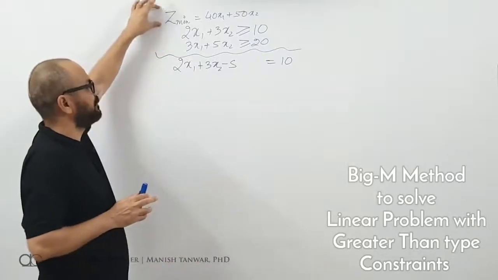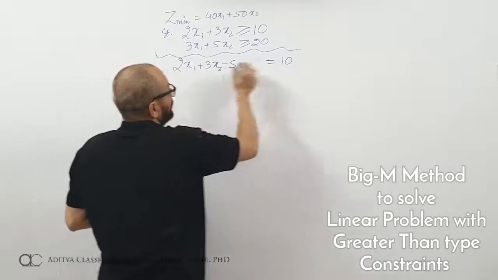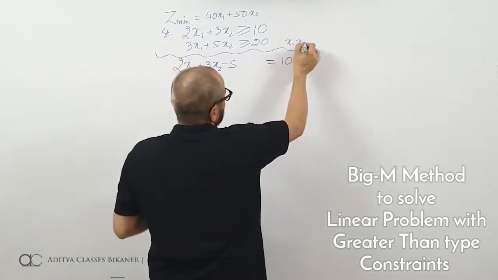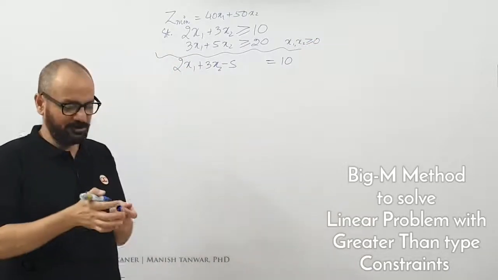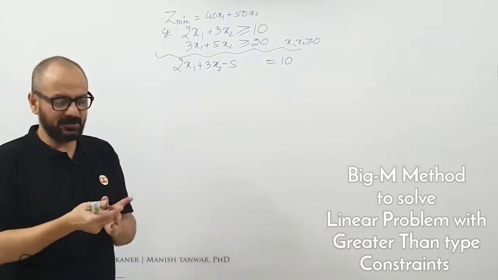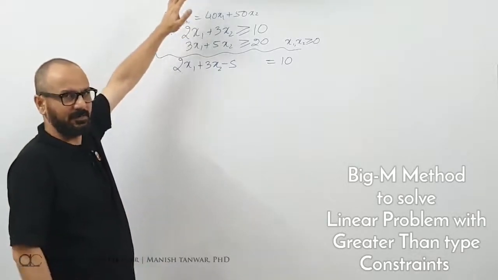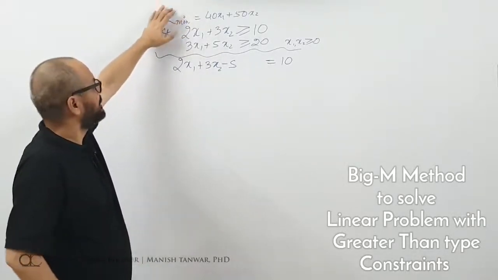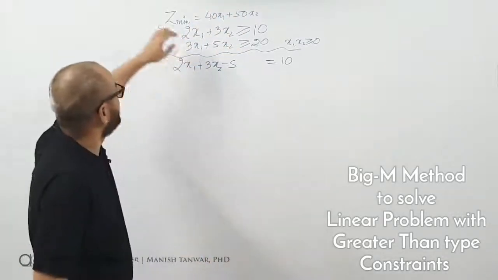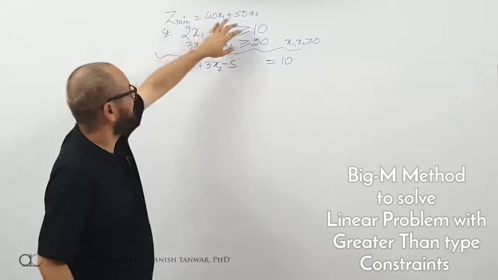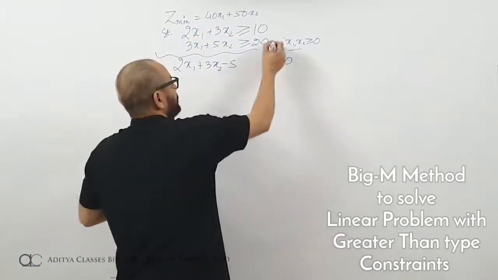We have an objective function subject to two different constraints with the physical constraint of x1, x2 being greater than or equal to 0. This is the formulation part. This is the problem that has been given to us. In the problem we see that we have a minimization, greater than and physical constraints. Everything is the same.